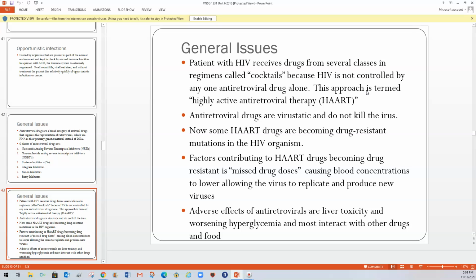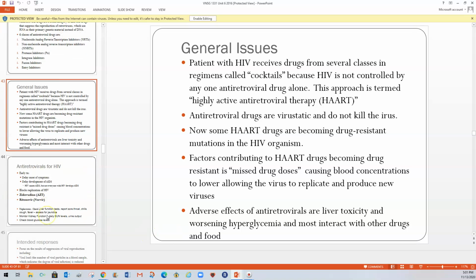These drugs are virustatic and do not kill the virus. Now some HAART drugs are becoming drug-resistant through mutations, so again, we've given them so much that they're mutating and not effective. Factors contributing to this are missed drug doses, causing blood concentrations to lower, allowing the virus to replicate, and they can cause liver toxicity and hyperglycemia problems.